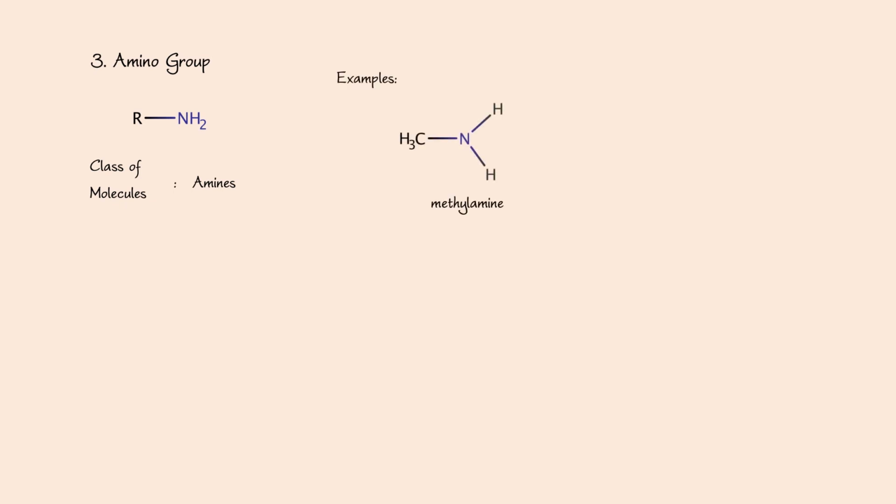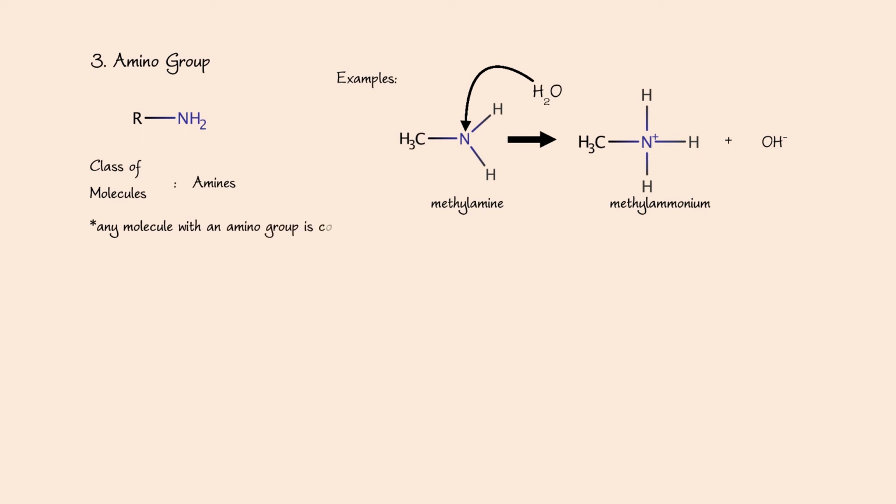The third functional group is the amino group. The structure consists of nitrogen that forms bonds with 2 hydrogen atoms. The nitrogen can be connected to a hydrocarbon denoted by R. The class of molecules that contains an amino group is called amines. An example is methylamine. The nitrogen in methylamine can accept a proton from water to form methylammonium and hydroxide. The ability to generate hydroxide is why any molecule with an amino group is considered a base.